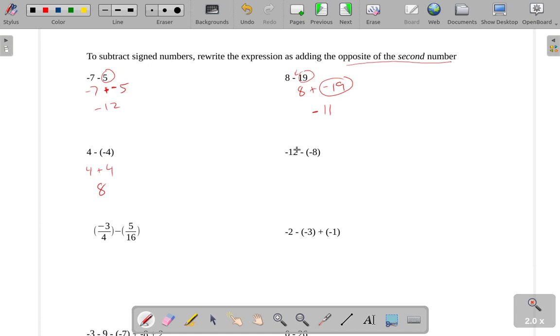This one, again, we're subtracting a negative number, so it's going to become adding the opposite of negative 8, which is positive 8. We get negative 12 plus 8. Now we can apply the rules for addition. These are opposite sign numbers, so I'll go ahead and do 12 minus 8, which is 4. The 12 is negative, so we end up with a negative 4.